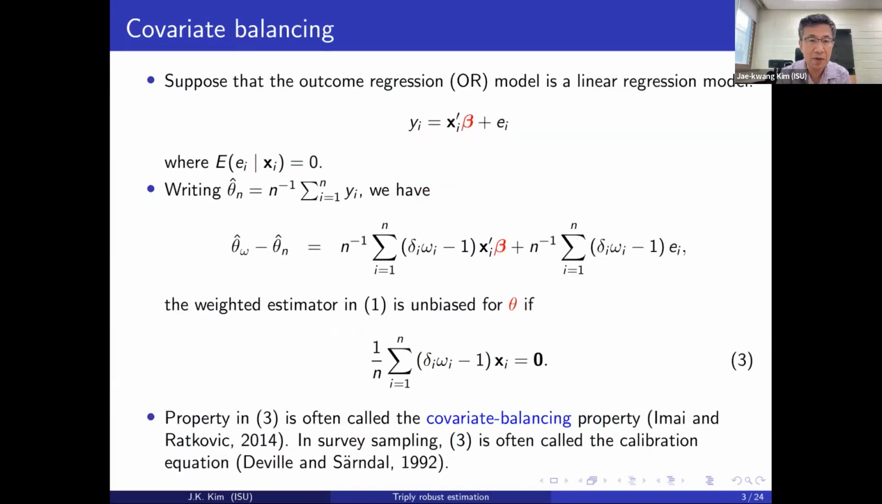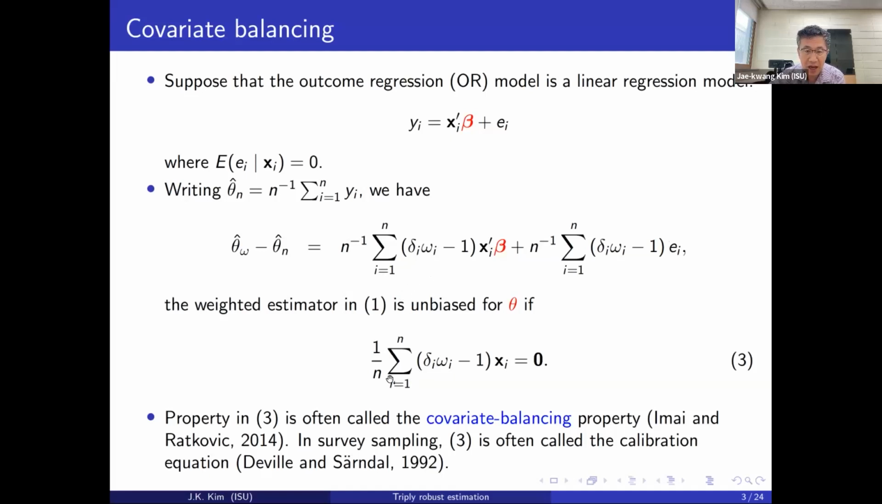Now, the covariate balancing concept is introduced. If we have an outcome regression model, a linear outcome model with the unknown parameter beta, and the error, then we know zeta hat n is unbiased for the population mean of y. So the difference has two components: the systematic component, the x component, and the error component. The error part, the second part, has mean 0, so its expectation is 0 under missing at random. The first part is basically the bias part.